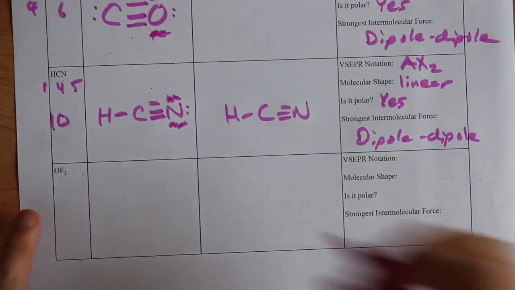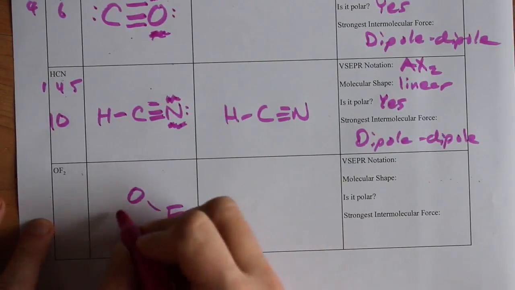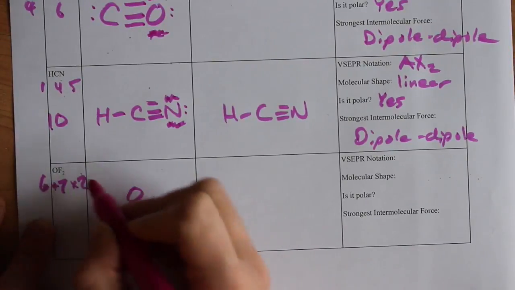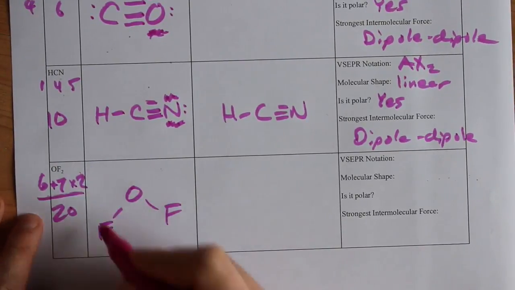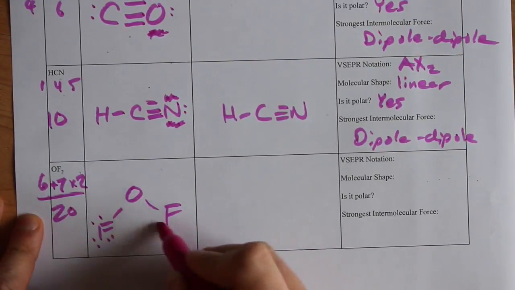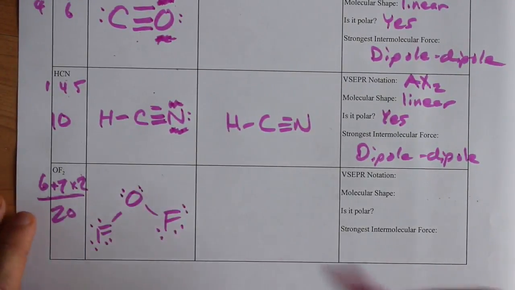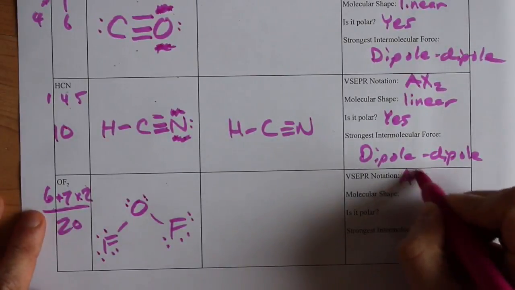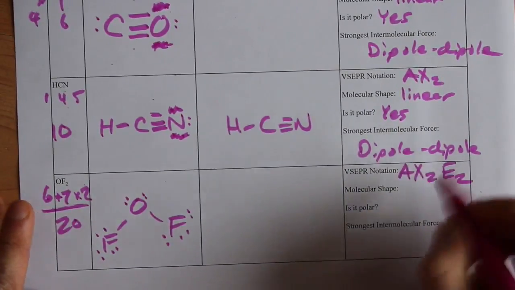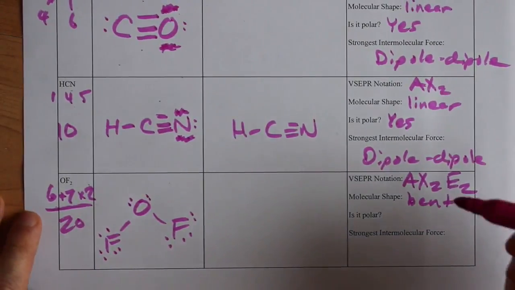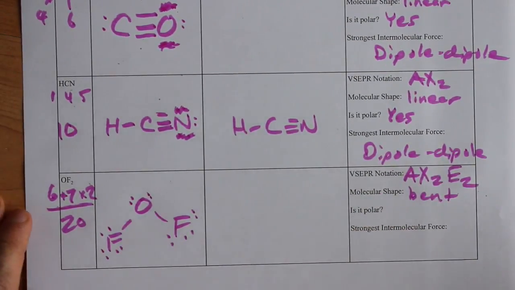Last one, OF2. Oxygen bonded to 2 fluorines. Oxygen brings 6, fluorine brings 7 each. That gives us 20. Filling the octet of the fluorines gives us 16, 17, 18, 19, 20. I have an AX2E2 here, just like water, linear, sorry, I did it again, non-linear, V-shaped or bent.